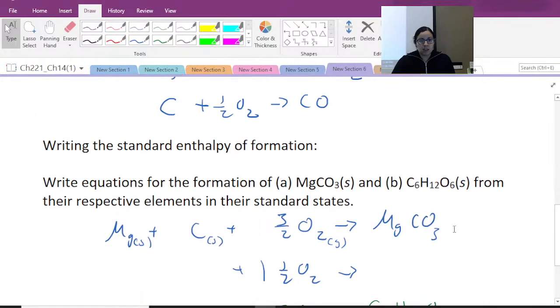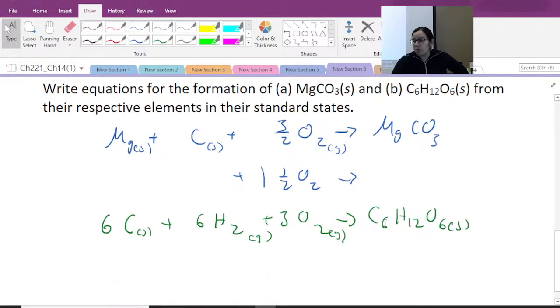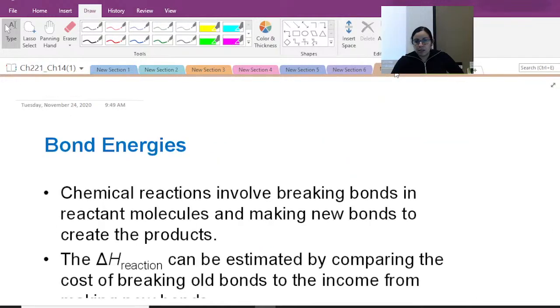All right, so that's just the definition. Anytime you see "write the standard enthalpy of formation," this is what they're looking for. And then, of course, the next step is maybe adding a series of equations to get the overall change in enthalpy. All right, so let's keep marching on with this chapter.